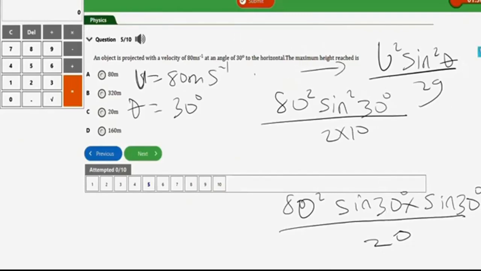So let's simplify this. This will give us 80 square is 80 times 80, times 0.5, sine 30, times 0.5. So what's the output? Divide this by 20. So we have the maximum height to be 80 meters. It's as simple as this. Let's wipe this now, solve the next repeated question.